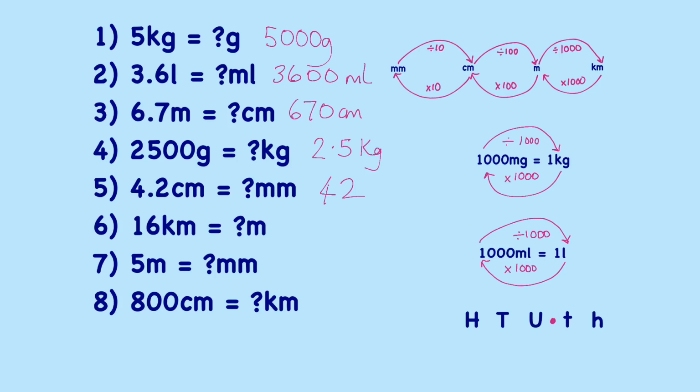16 kilometres is 16,000 metres. 5 metres is 5,000 millimetres. And 800 centimetres is 0.008 kilometres. If you made any mistakes, remember to have a look at the diagrams again and then carefully write your numbers into the place value chart to make sure that you're either timesing or dividing correctly.